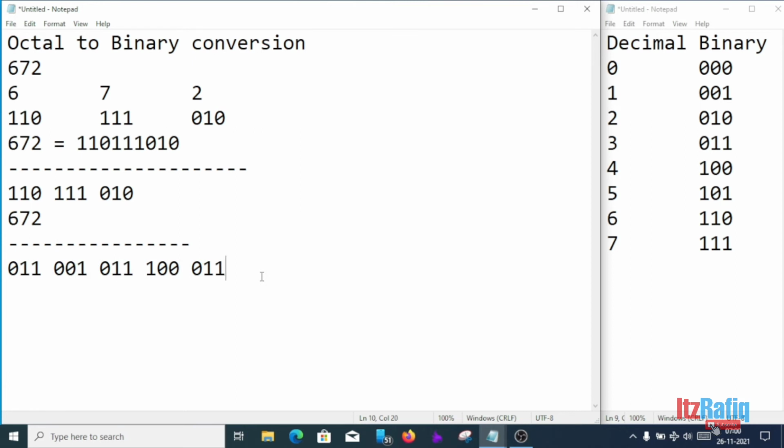Now we'll write the numbers of these groups. 011 means 3, 001 means 1, 011 means again 3, and 100 means 4, and 011 means again 3. So this is the octal of binary number 011 001 011 100 011. So this is how we can easily convert an octal number into binary, binary into octal, or binary into hexadecimal.